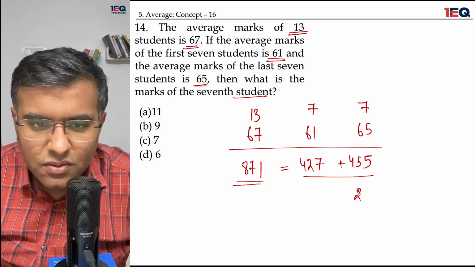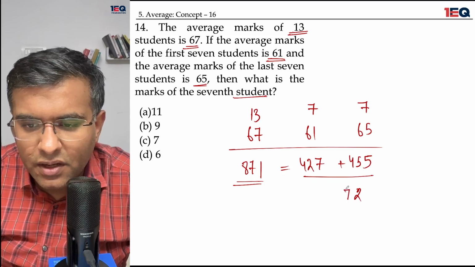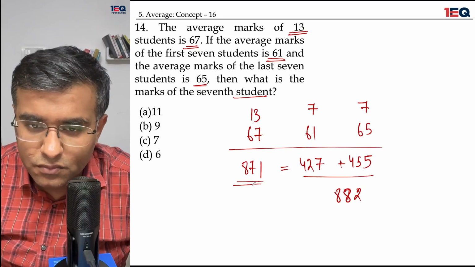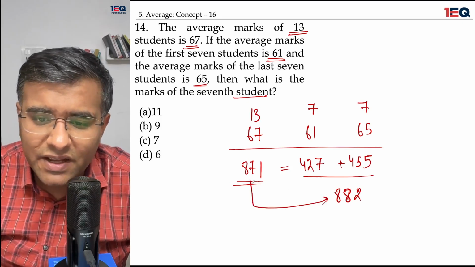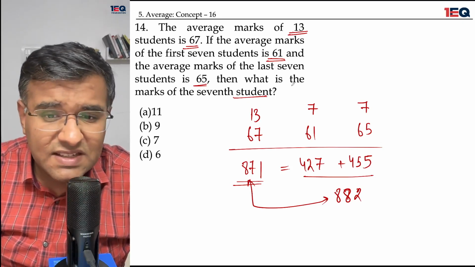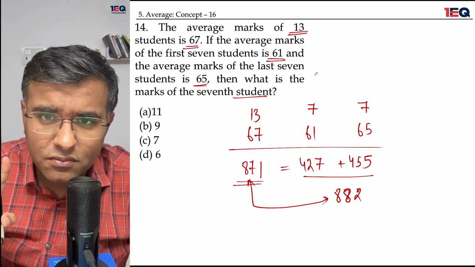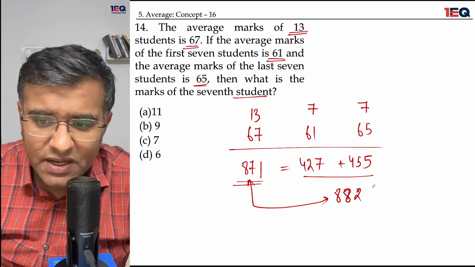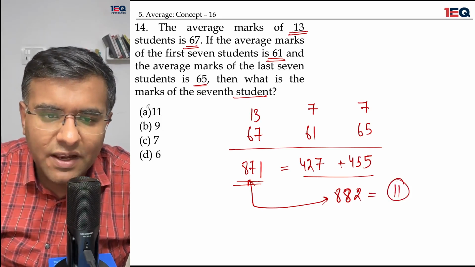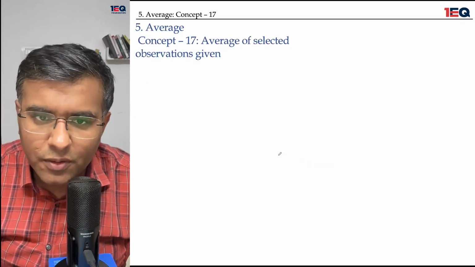Okay, so this is going to be 2, and this is going to be another 8. Yeah, we have 8 here, and then we have 882. So the gap between 871 and 882 is the 7th student being counted twice. The 7th student is being counted twice, so the gap, which is equal to 11, is the actual value of the 7th student. Okay, I'll move on.